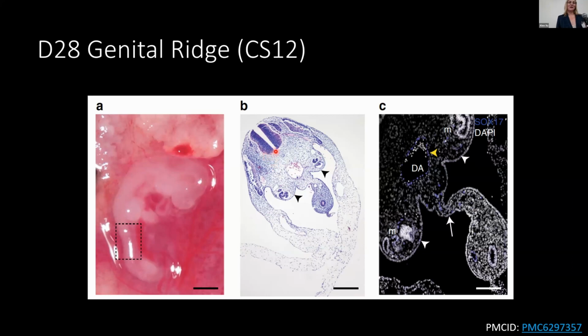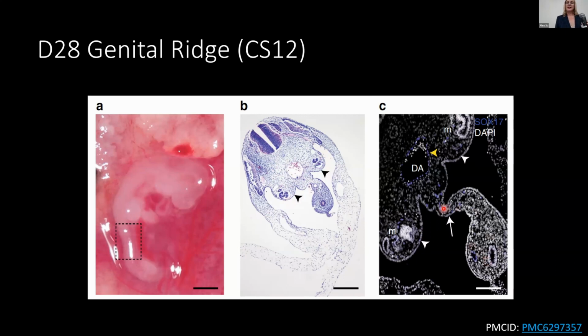Some landmarks that you're very familiar with, of course, is the neural tube. These tubule structures here are that mesonephros, and what we're pointing to with these arrows is the epithelial lining that will ultimately give rise to the nascent gonad.